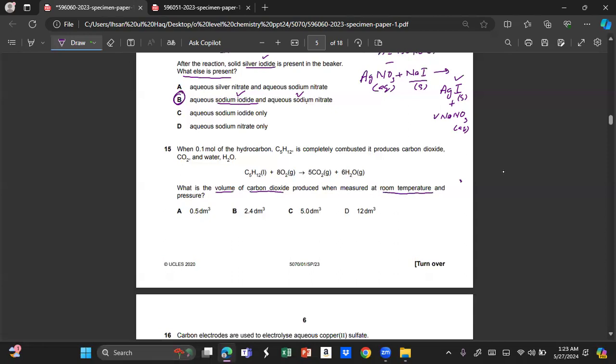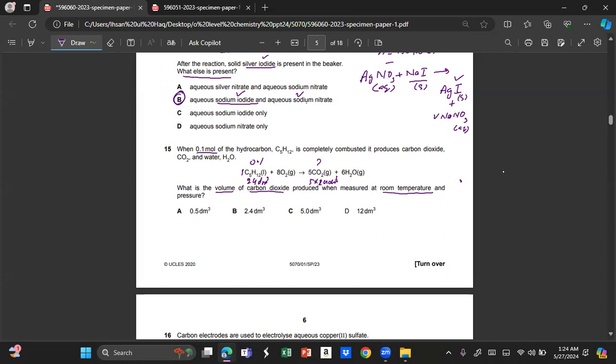What is given to us? 0.1 mole of CO2 for which we have to find the volume. 1 mole of C5H12, which is 24 dm cube, will produce 5 into 24 dm cube of CO2. So 24 dm cube of pentane will produce 5 into 24 dm cube of carbon dioxide.